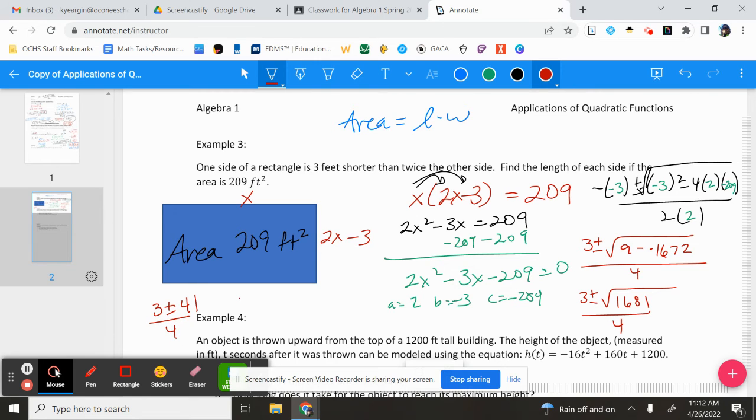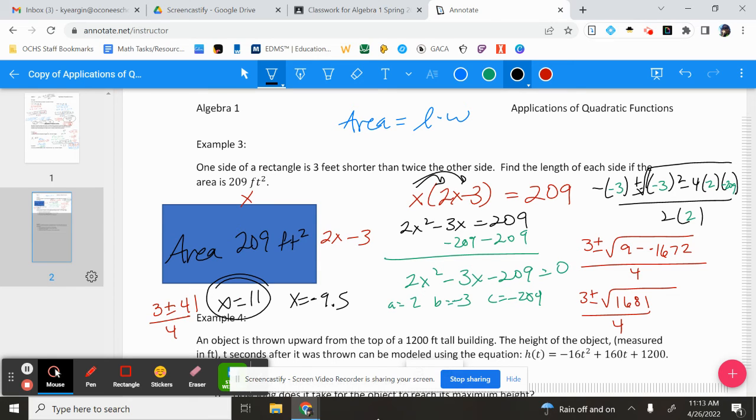And that will give me two different answers. 3 plus 41 is 44 divided by 4 is x equals 11. And then if I do 3 minus 41, that gives me negative 38, which would give me x equals negative 9.5. Well, you have to think here, we are talking about length, and it is impossible to have a negative foot. So there's only one possible answer, that x equals 11.